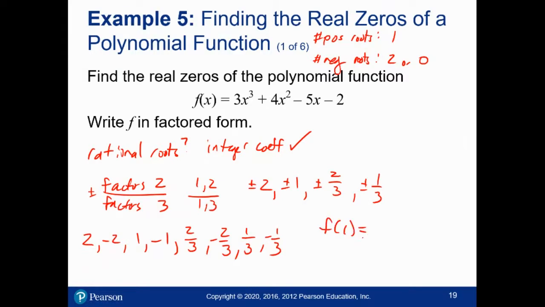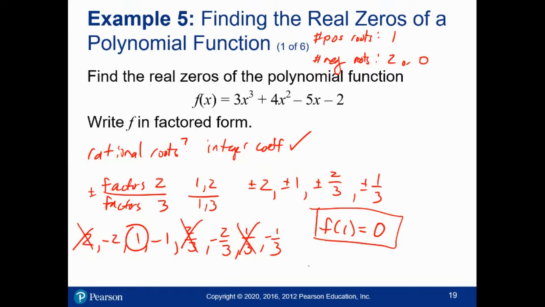What's f of 1? F of 1 is 0. Hey, just by plugging it in. If I just plug in f of 1, I get 3 plus 4 minus 5 minus 2. That's 0. So 1 is a root. Now, how many positive roots did this function have? By Descartes' rule of signs, it had exactly 1. We found it. That means all the other positive numbers cannot possibly be roots. I don't have to check them. It only had 1 positive root, and I found it. Hooray for me.